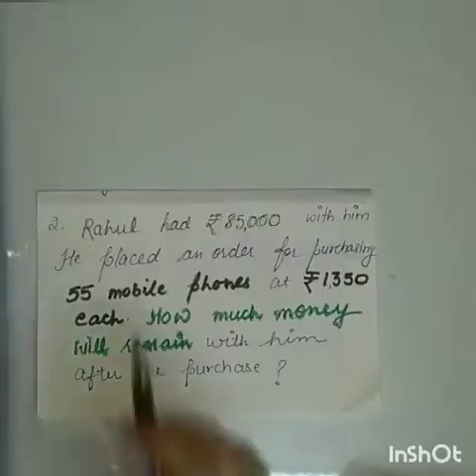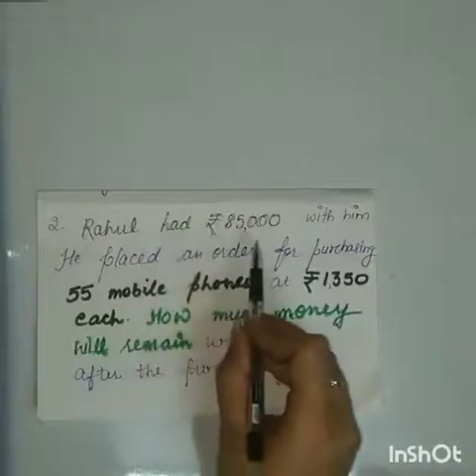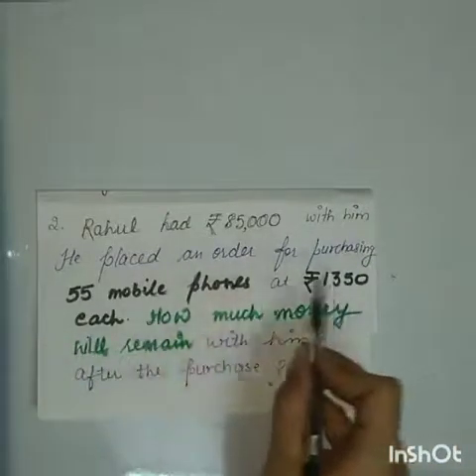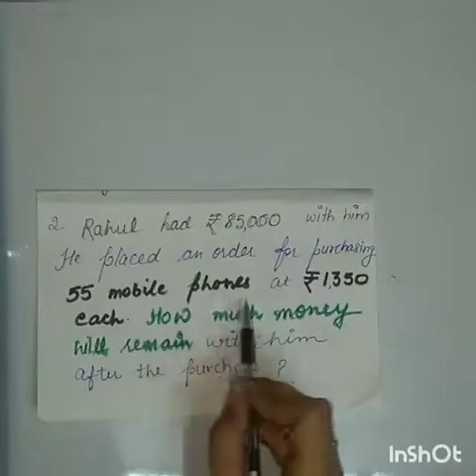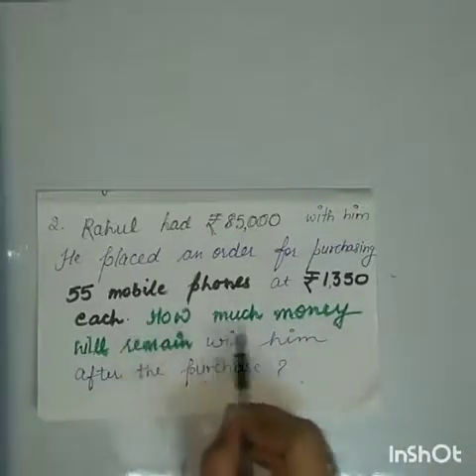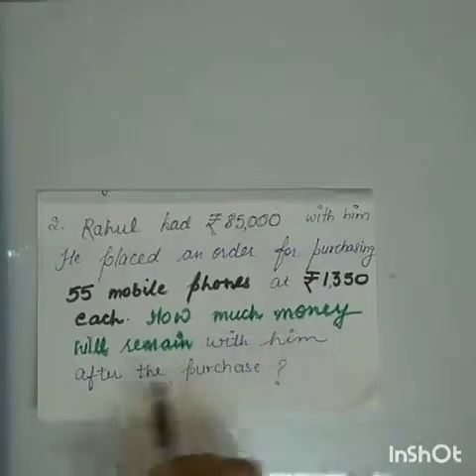Question second. Rahul had 85,000 rupees with him. He placed an order for purchasing 55 mobile phones at 1,350 each. How much money will remain with him after the purchase?